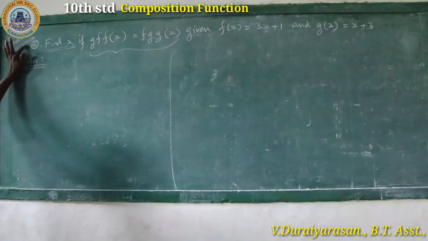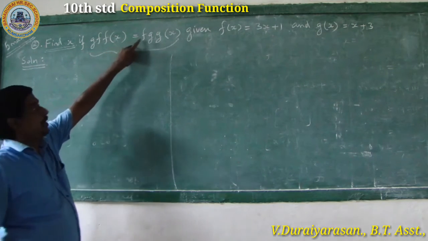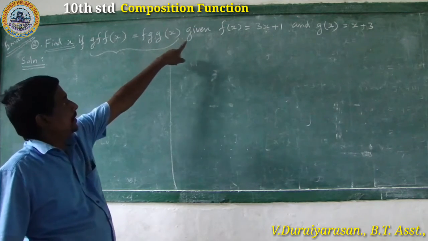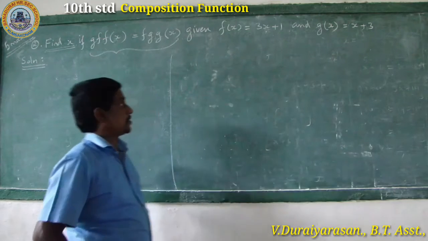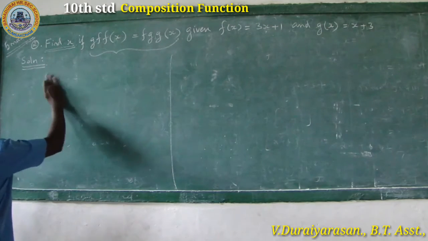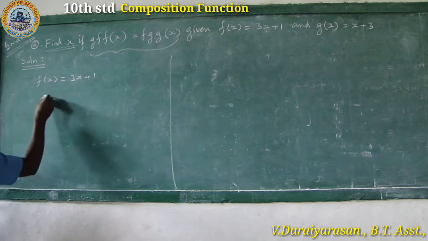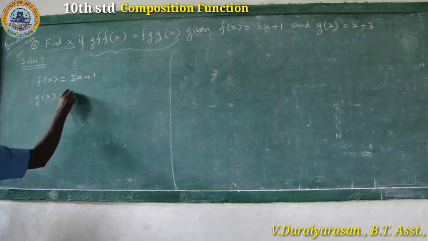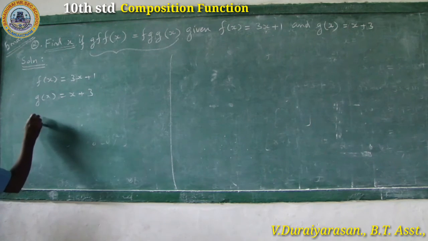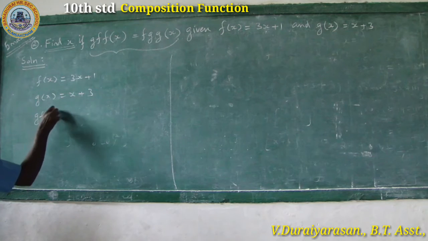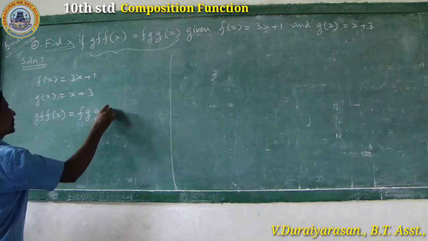Next, to find one question. Find x if g of f of x is equal to f of g of x, given f of x is equal to 3x plus 1 and g of x is equal to x plus 3. Find x. So f of x is equal to 3x plus 1, g of x is equal to x plus 3. What is the given function? g of f of x is equal to f of g of x.